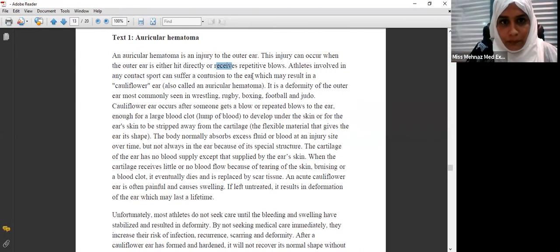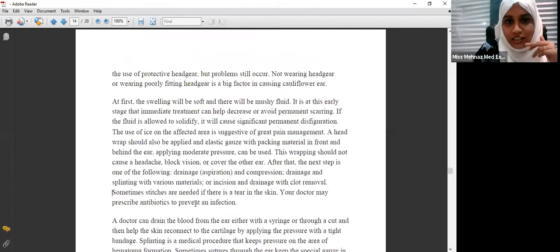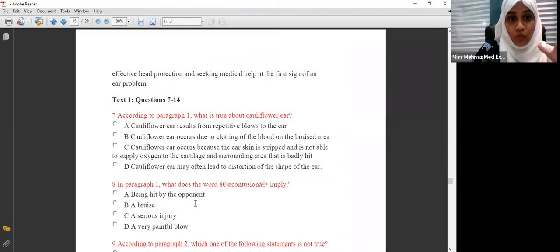Understood? The text explains what cauliflower ear is: a deformity of the outer ear that occurs again by a blow or repeated blow, enough for a large clump to grow under the skin. It's saying everything about what exactly cauliflower ear is. It is a deformity, and if left untreated it results in deformation of the ear, which might last for a lifetime. So which is quite true?